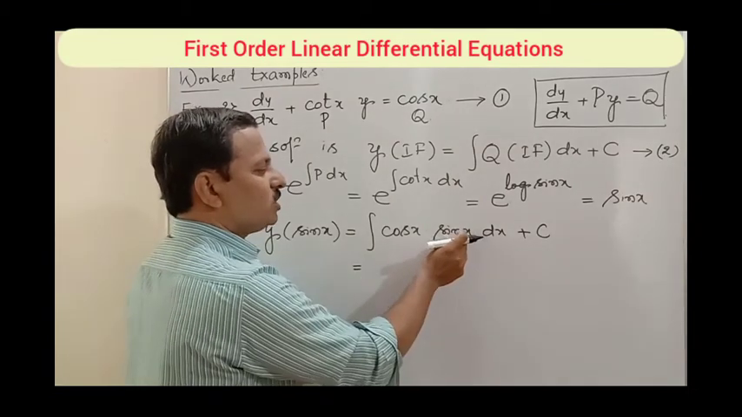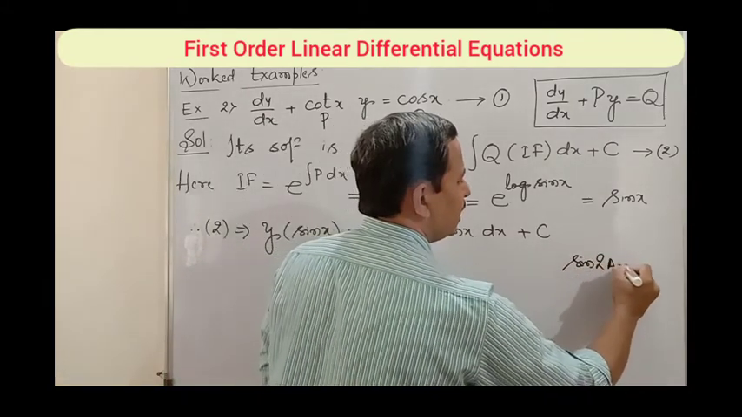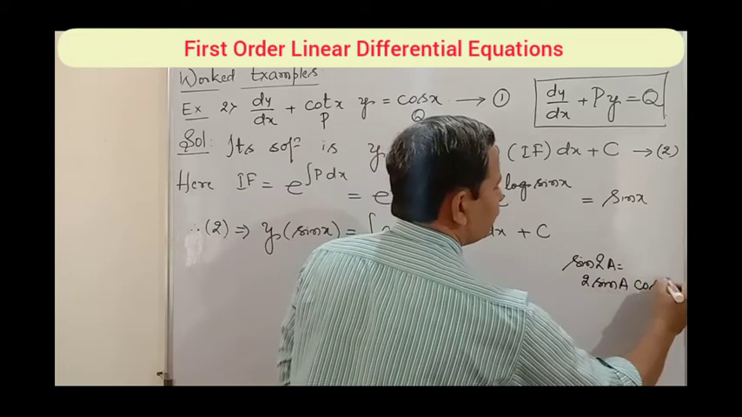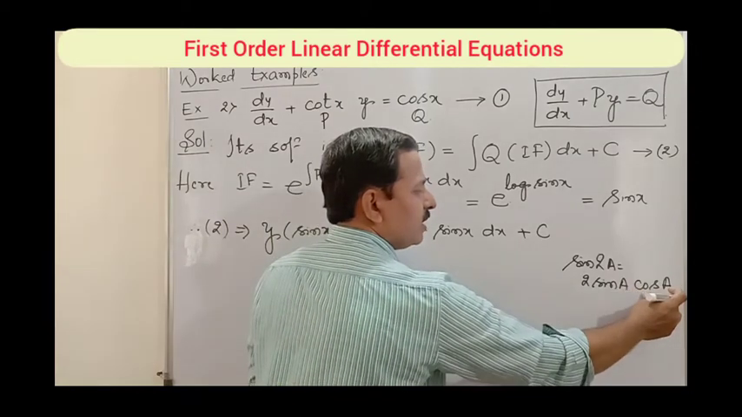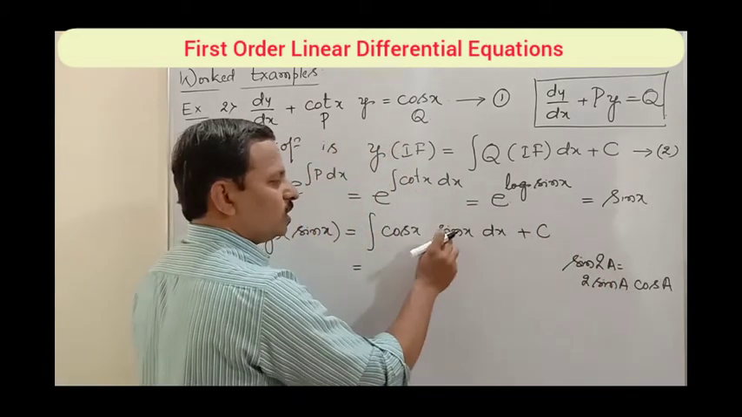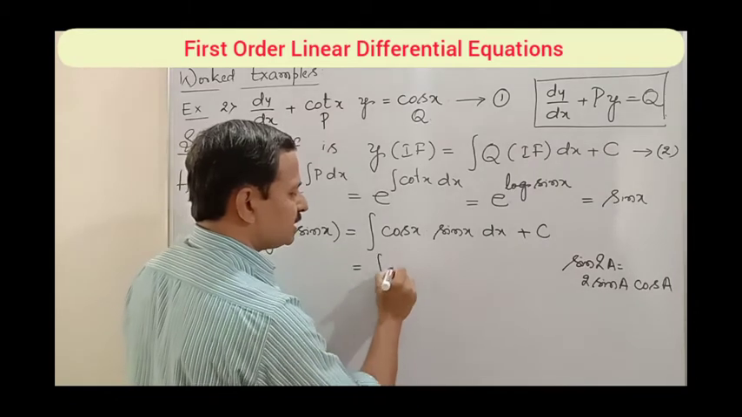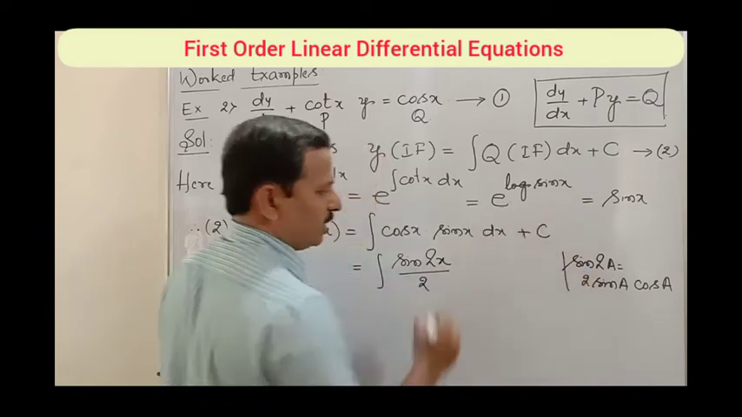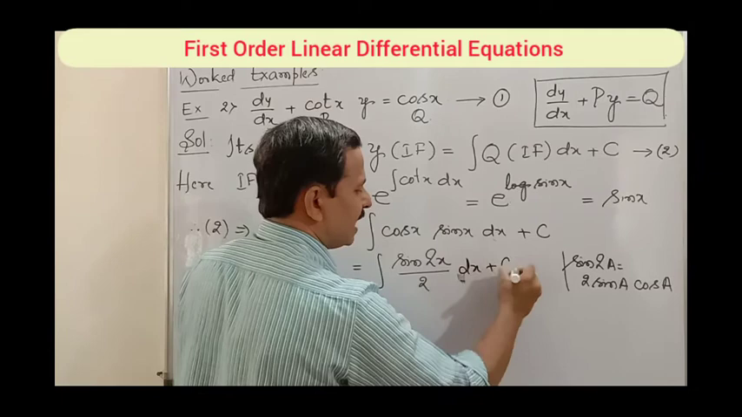We know this important formula: sin 2a is equal to 2 sin a into cos a. In this case we are having sin a into cos a, so 2 transfer to this side, it becomes sin 2a divided by 2. So sin x into cos x is sin 2x divided by 2. So it is sin 2x by 2 according to this formula, with respect to x, dx as it is, plus c as it is.